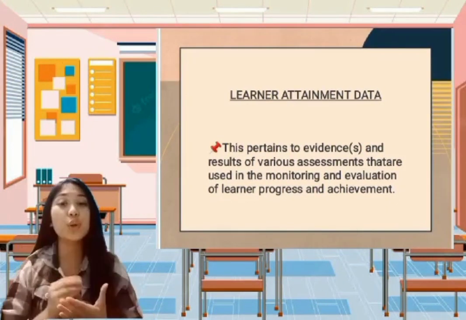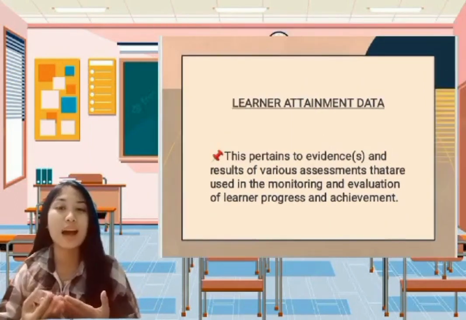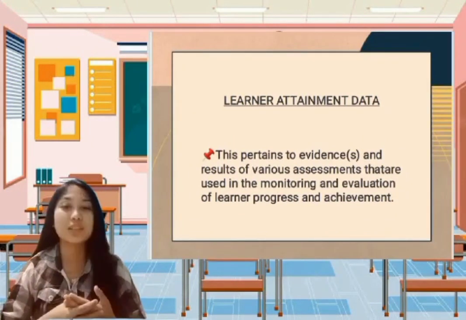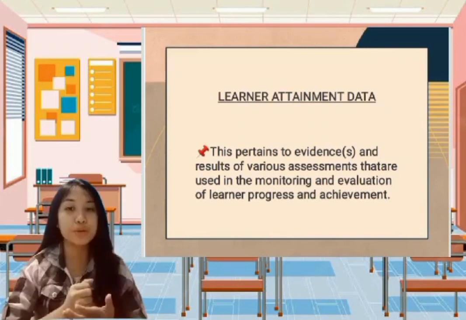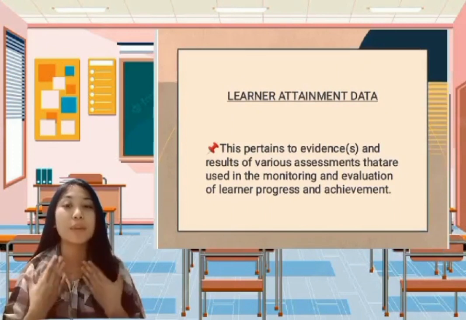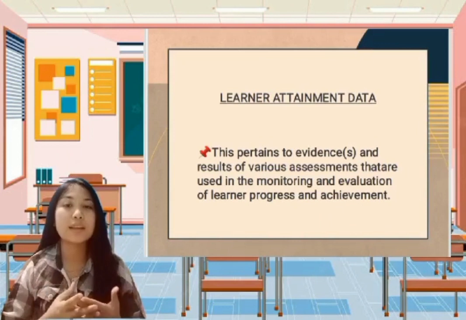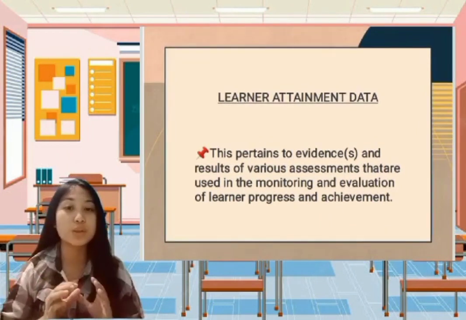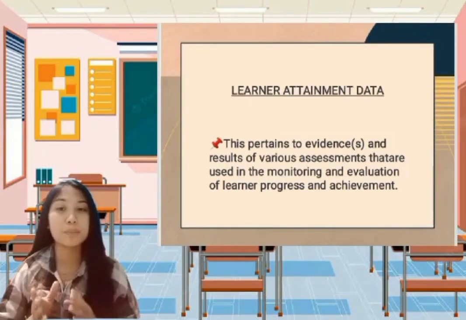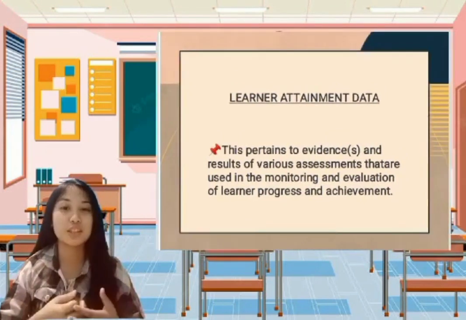Through learner attainment data, a teacher can find out if their students are making progress during their lessons, and which among their students are improving. Through this, a teacher can, of course, maintain a healthy environment for his or her students, because learner attainment data are used to find evidence if the students are really progressing during the teacher's discussion.